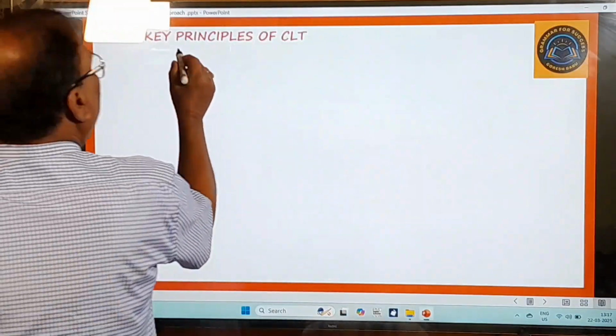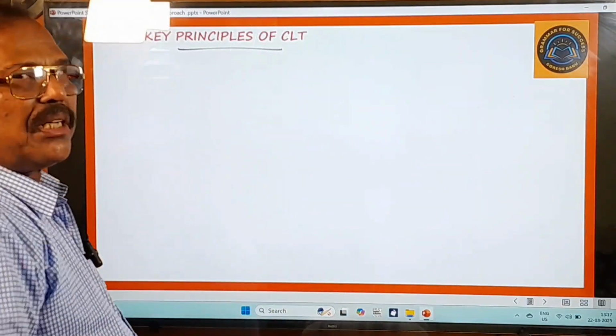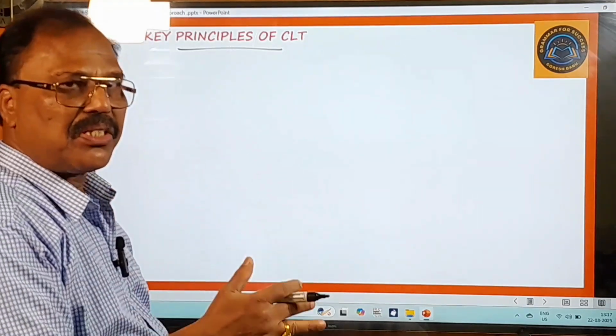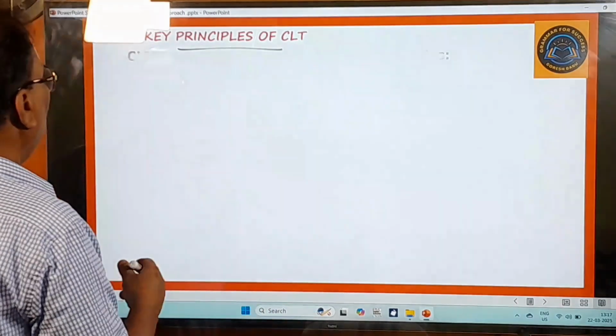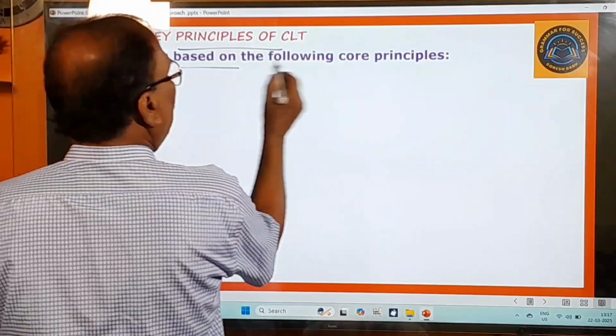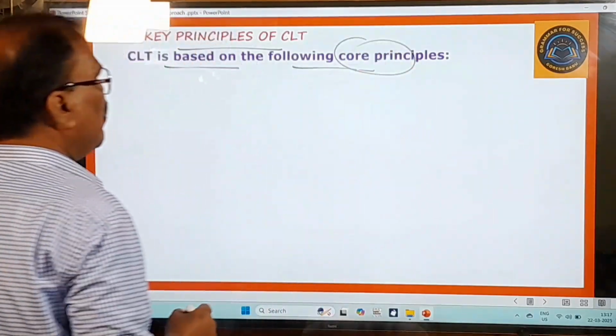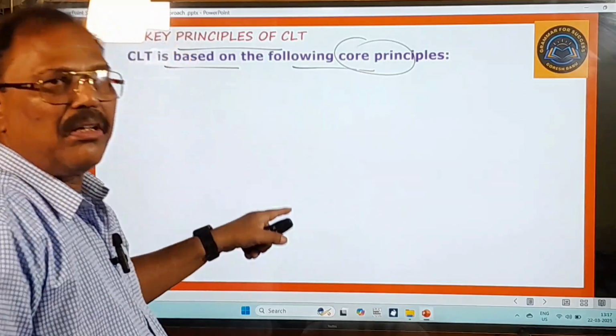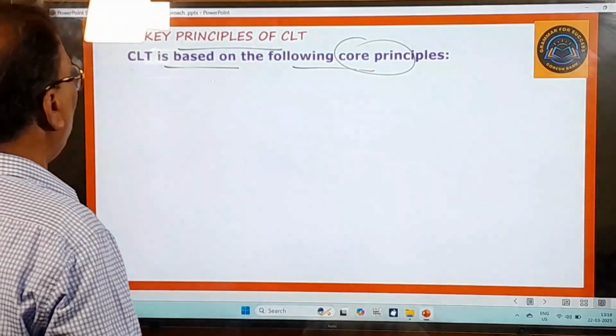Right. Key principles of CLT. What are the key principles? Key principles means key characteristic features of this CLT. Here CLT is based on the following core principles. So this CLT has been founded on the following core principles. What are those core principles?